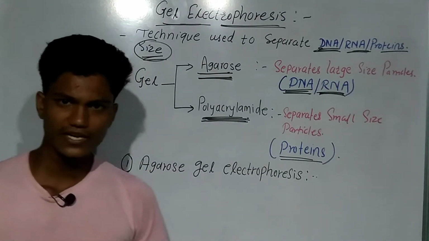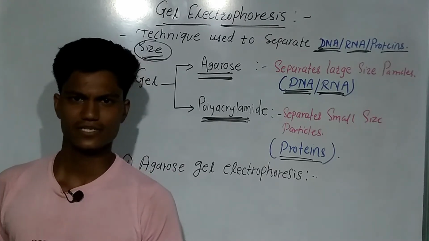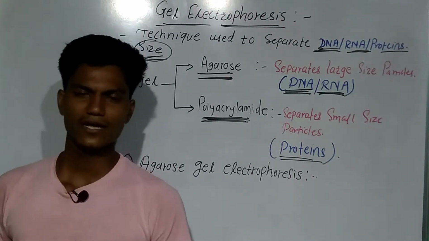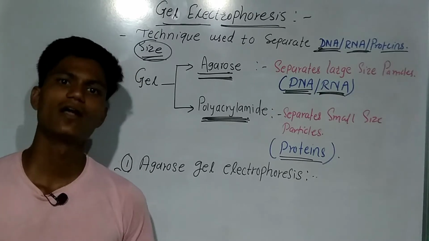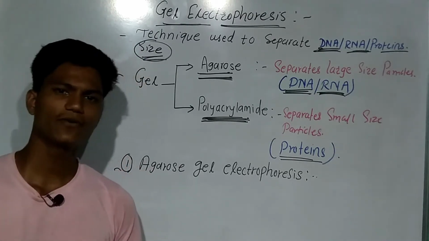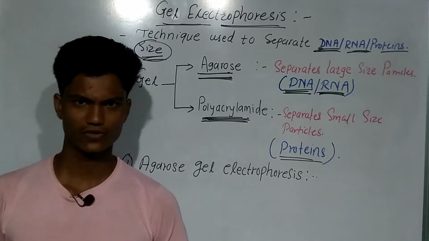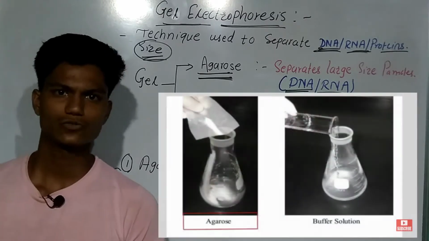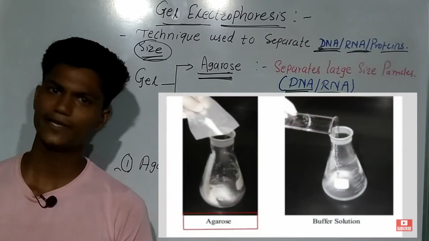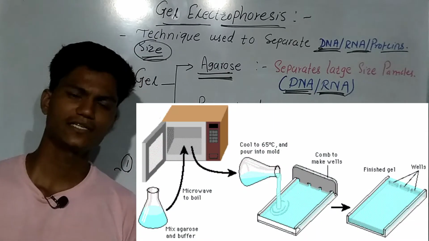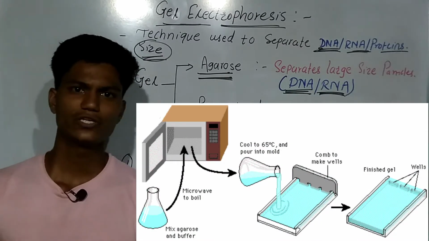In agarose gel electrophoresis, the first and basic step is to prepare the agarose gel. We prepare the agarose gel from agarose powder. Agarose powder is a polysaccharide carbohydrate obtained from seaweeds. We take the agarose powder, dissolve it in a buffer solution such as TBE or TAE, and place this mixture in the microwave for 2 to 3 minutes.